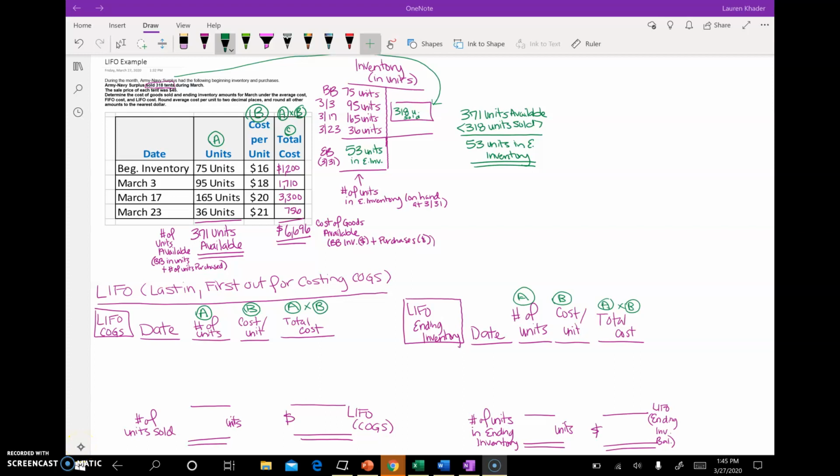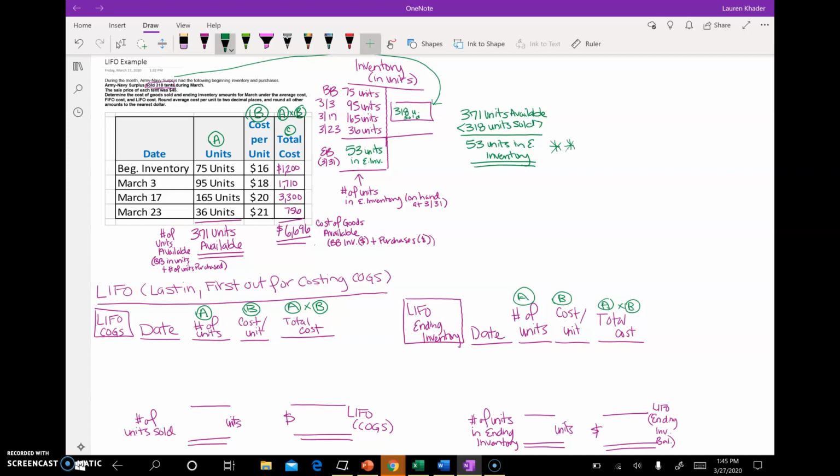Hey guys, so I'm going to continue on with the last example. We went through FIFO using the example for Army Navy surplus. In that example, I walked you through how to calculate that cost of goods available of 6,696, how we calculate the number of units available of 371, and then how we calculated and backed into the number of units in ending inventory for this example.